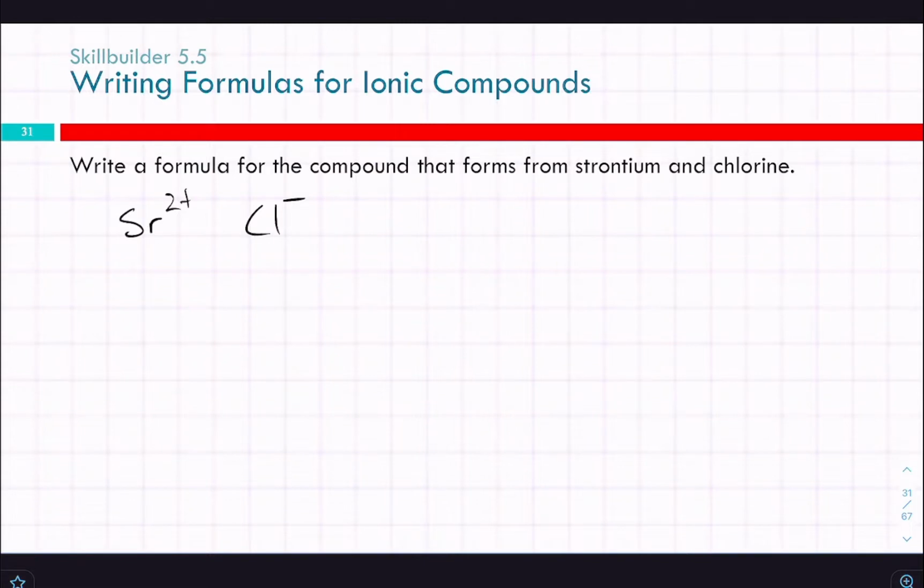So we can use the crisscross method for this. There's really two ways. You use the crisscross method, or if it makes more intuitive sense to you, you can just add the appropriate number of chlorines to cancel out the charge on strontium. But using the crisscross method, you take the 2, move the magnitude of that, without its symbol, over to chlorine. And then this is a 1 minus charge, so we move that 1 without the symbol over to strontium. Because it's a 1, we leave it off because that's implied.